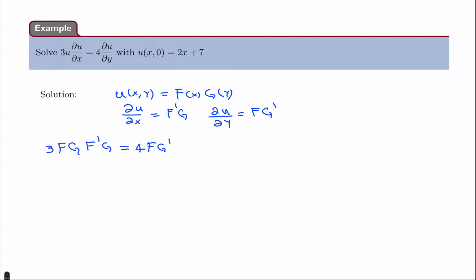All right, let me simplify this equation a little bit. This is going to be 3 f f prime g squared equals 4 f g g prime, and dividing both sides by fg, that leaves us with 3 f prime g squared over g, that is, a factor of g, equals, the f's cancel out, 4 times g prime over g.